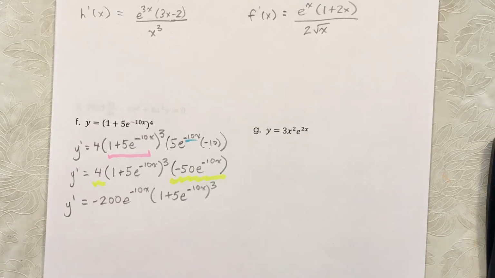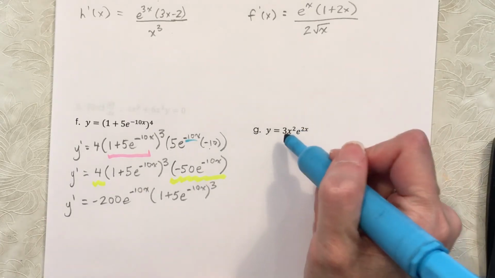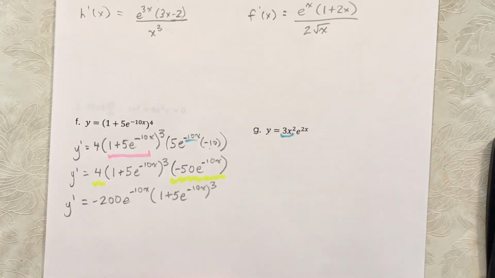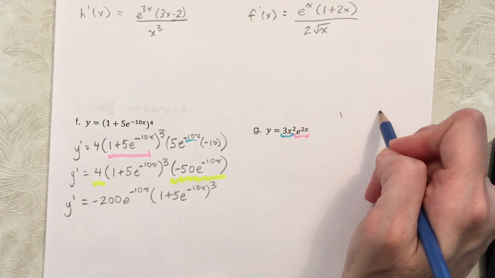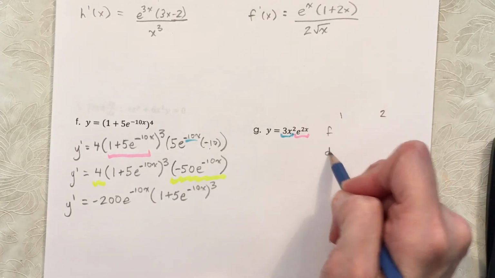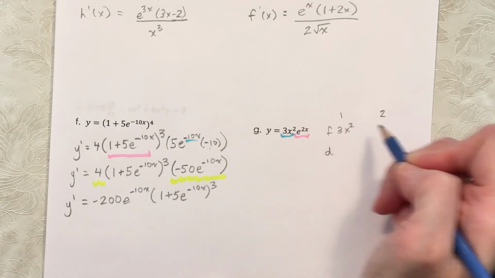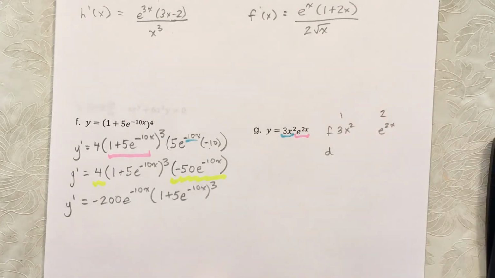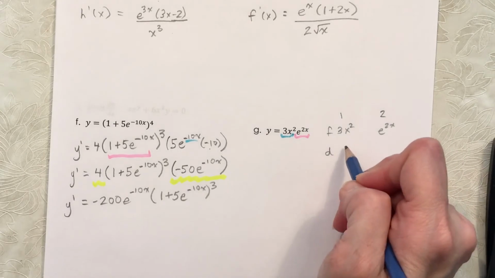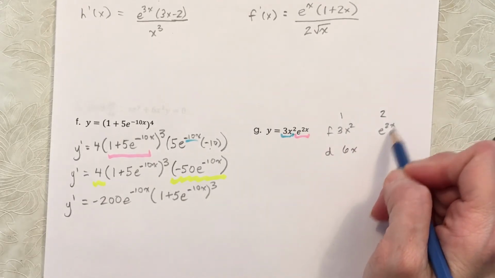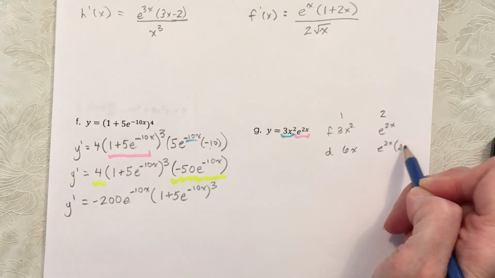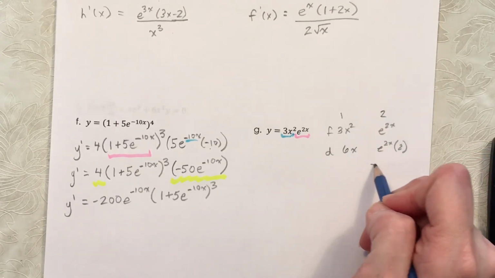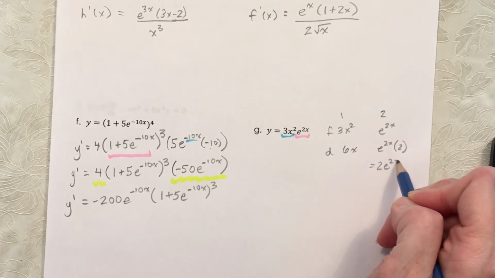Okay, in G, we've got a function of x, 3x squared, multiplying another function of x, e to the 2x. So we've got to use the product rule here. So the first function is 3x squared, and the second one is e to the 2x. The derivative of 3x squared is 6x, and the derivative of e to the 2x is e to the 2x times 2, because the derivative of 2x is 2, or 2e to the 2x.